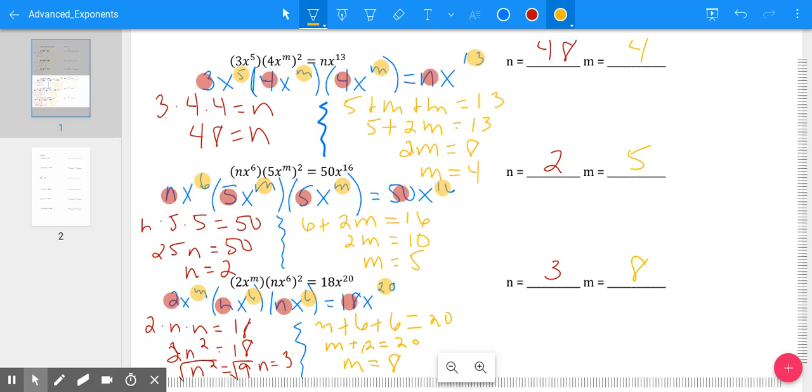All right, feel free to take another look through at these examples, and good luck.